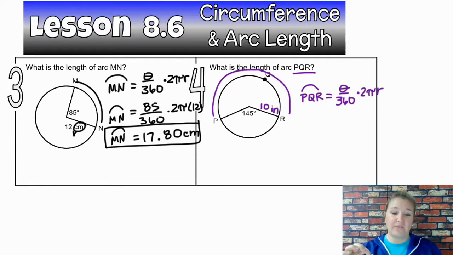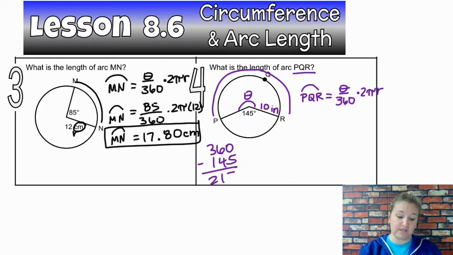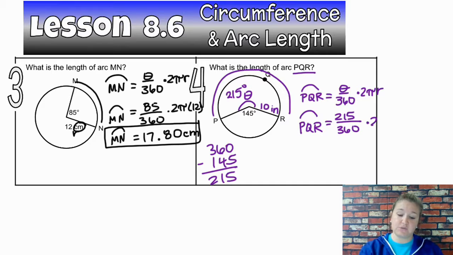Now, I don't know what theta is because I have 145 on the bottom, but I don't know this one. This is my theta, really. So I can take 360 minus 145, and I'm going to get 215. So that's my theta, 215. Remember, an entire circle is 360, so I had to use that to be able to find this. So this arc PQR is going to be 215 this time, divided by 360 times 2 times pi times 10, which is our radius that we added in.